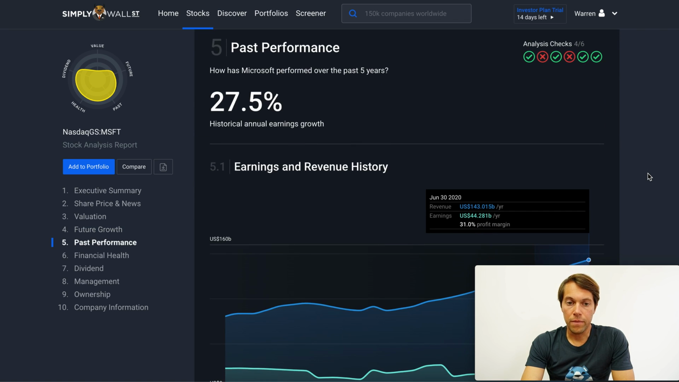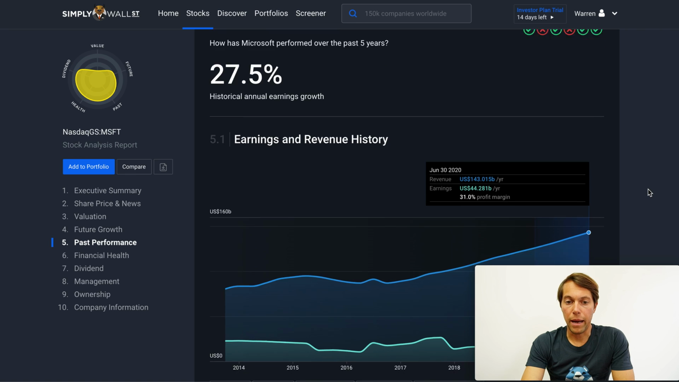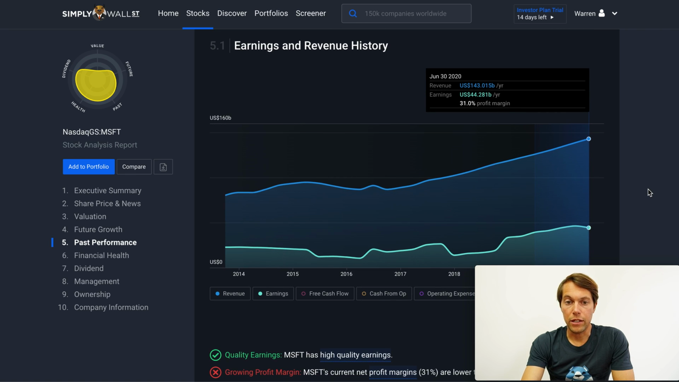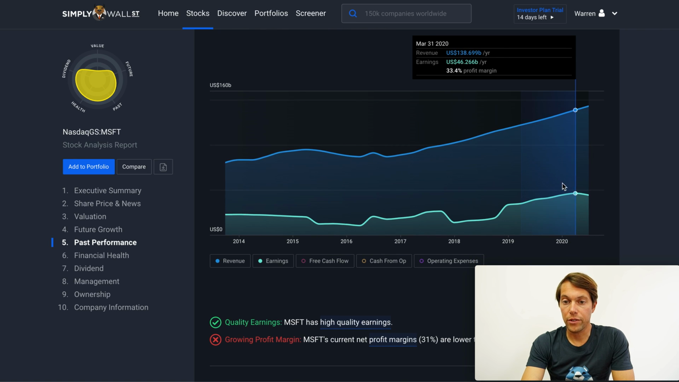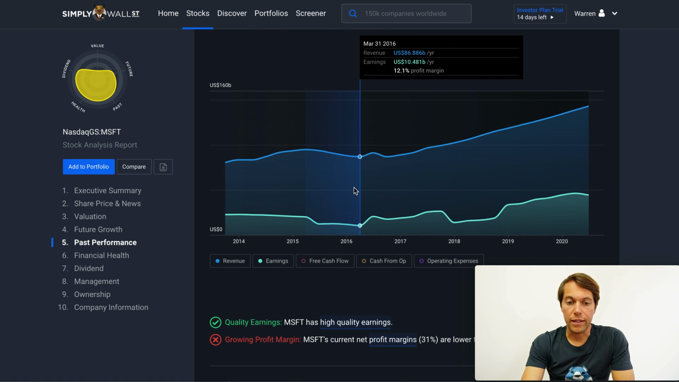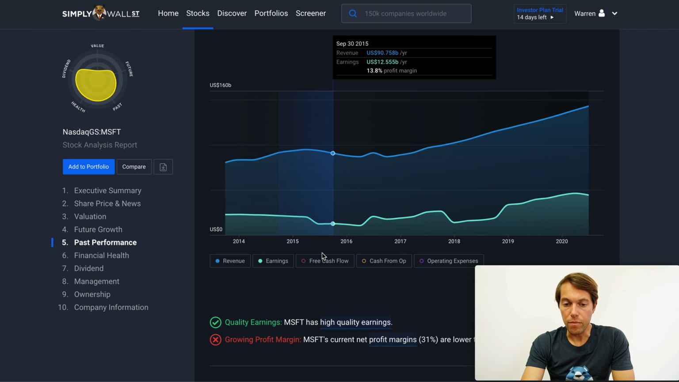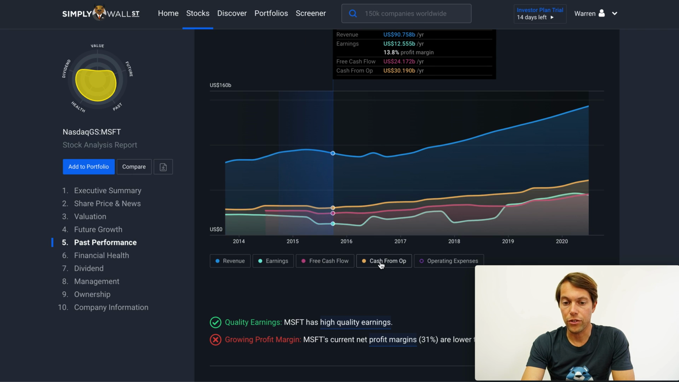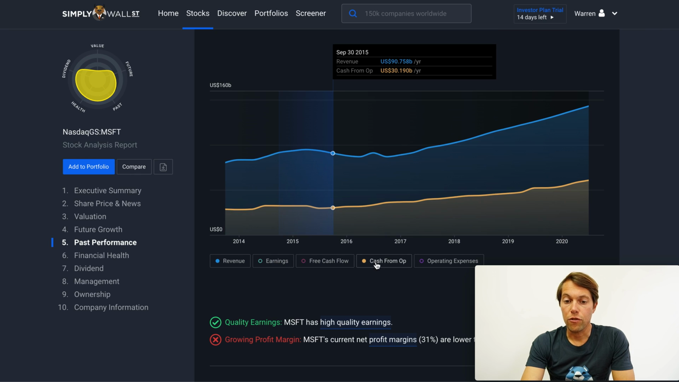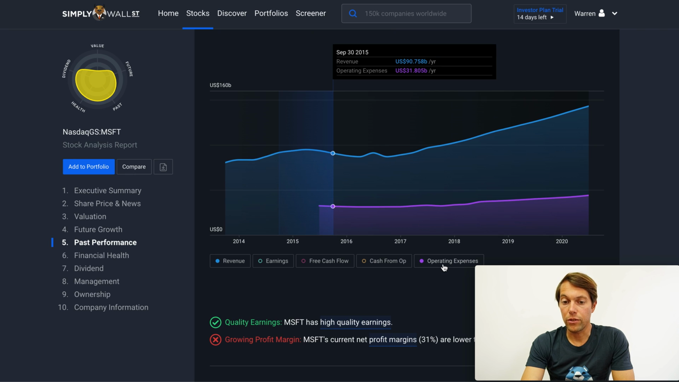Now the past section, which is section 5, is similar to the section on future, but it's looking historically, it's looking back. And so this first chart is simply the history of earnings and revenue. Okay, so as I go back in time, I can see, okay, back in 2015, what was the revenue Microsoft was doing? Well, you can see it's 93 billion. Again, remember, I can turn on and off different series here, and that's very powerful. So for example, if I just wanted to compare, say, revenue to operating expenses, I can do that.